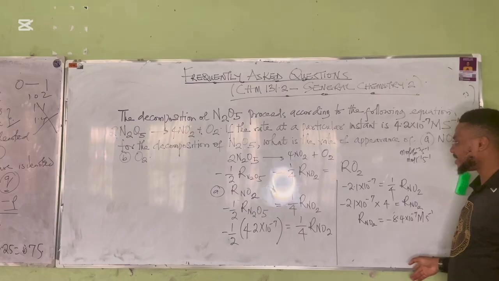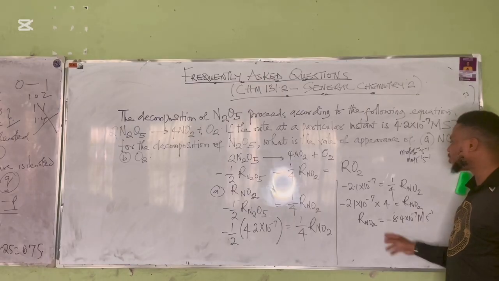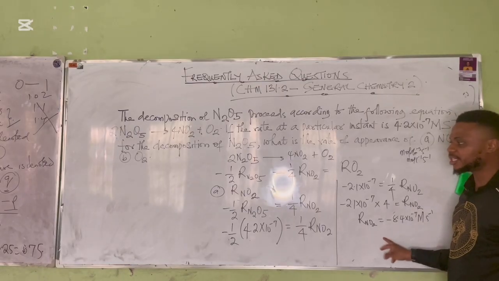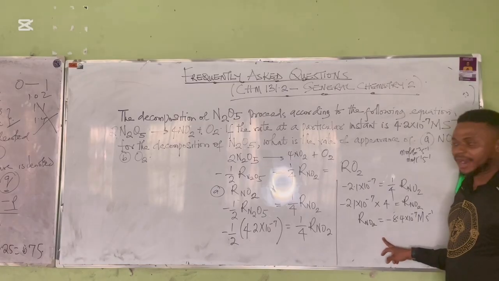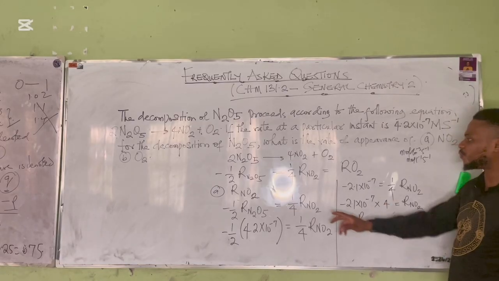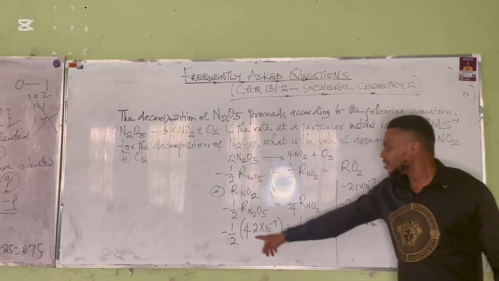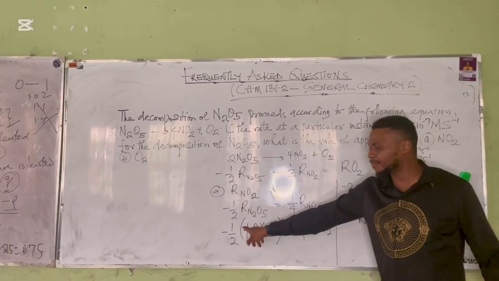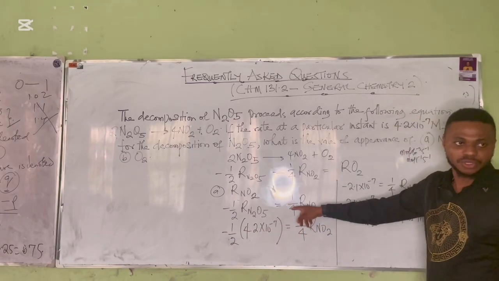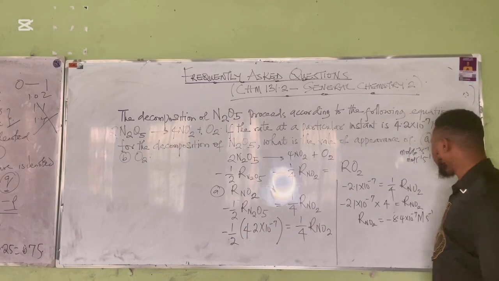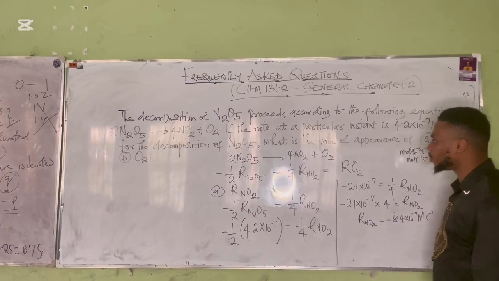Now, like I said, because it is appearing does not necessarily mean that this must be minus, but you must express your minus from the formula. If the 4.2 times 10 raised to the power minus 7 was minus, the minus would have cancelled the minus to give us plus.